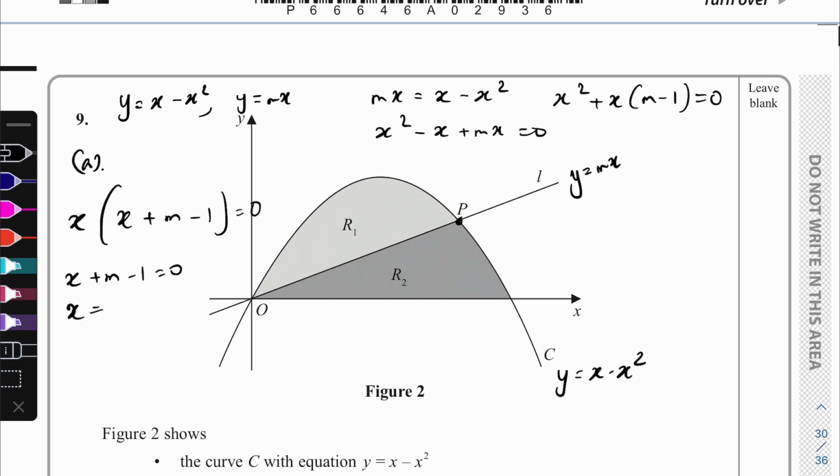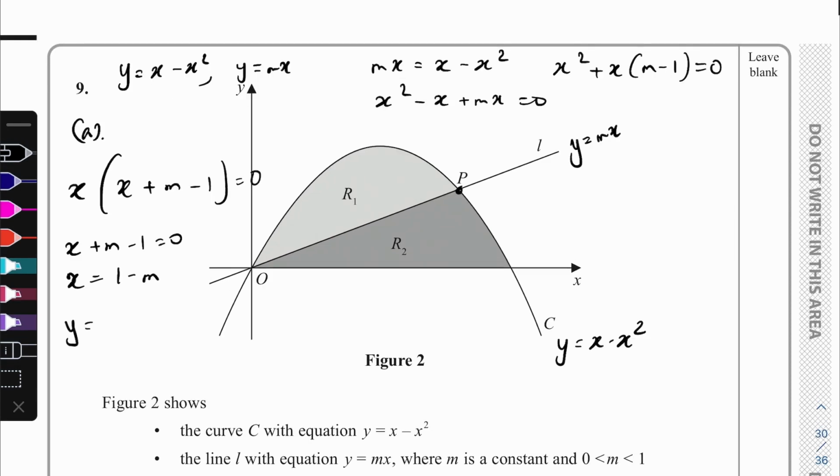So x equals 1 minus m. So y equals mx, so this is m(1 minus m). So the x coordinate of P is equal to 1 minus m, and the y coordinate is m(1 minus m). So this is our part A. We got M1 for getting y equals (1 minus m)m.